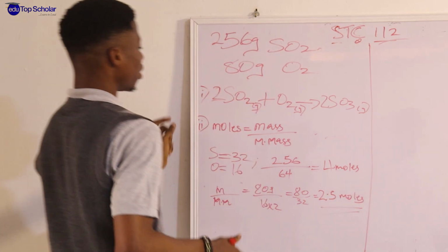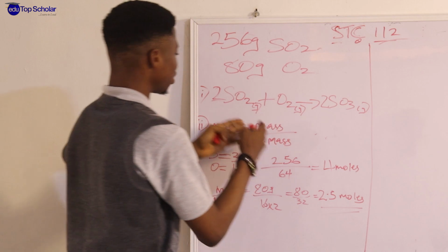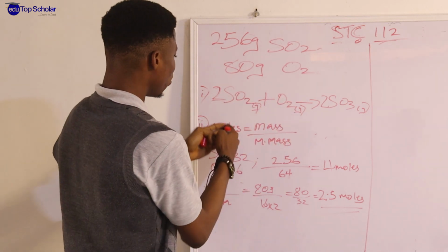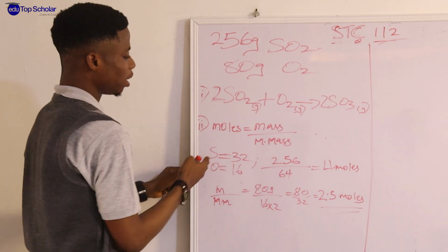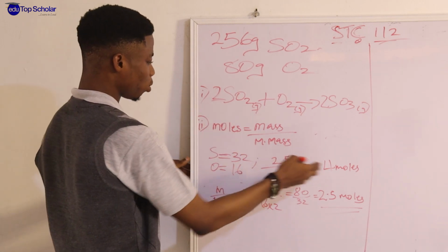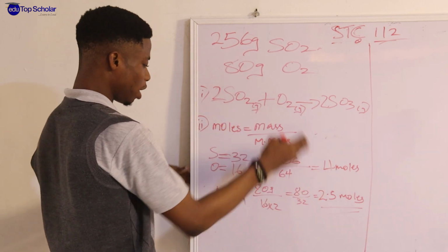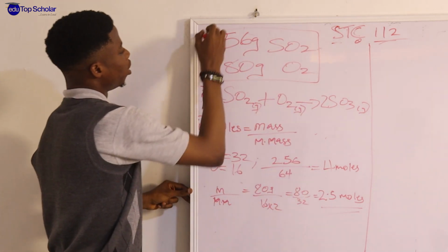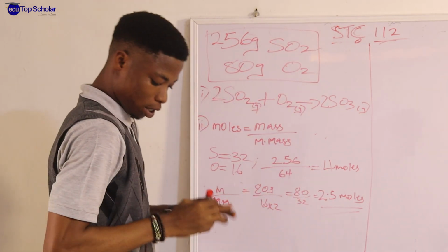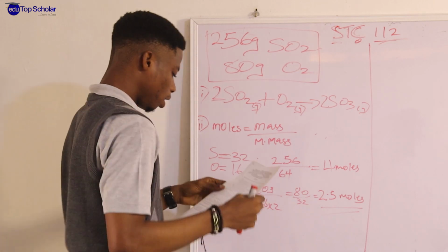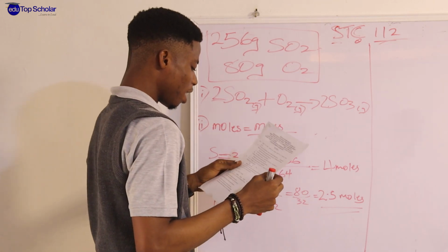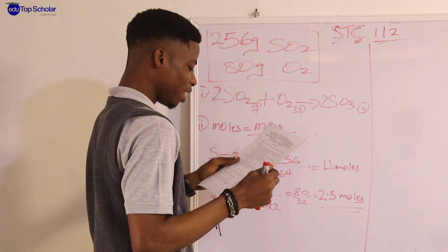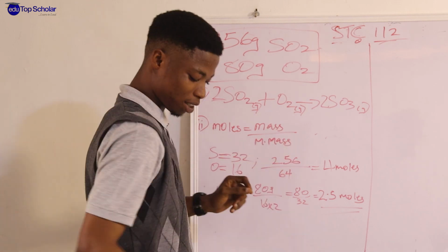So that's the answer: the number of moles of each reactant. The first reactant is SO2, the second reactant is O2. Mole equals mass over molar mass, and the moles for the first reactant, SO2, is 4 moles, and for the second reactant, we have 2.5 moles, according to the values that were given in the question.